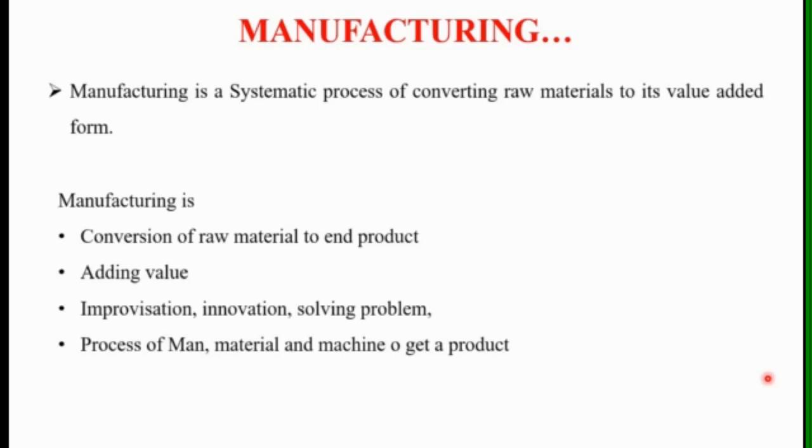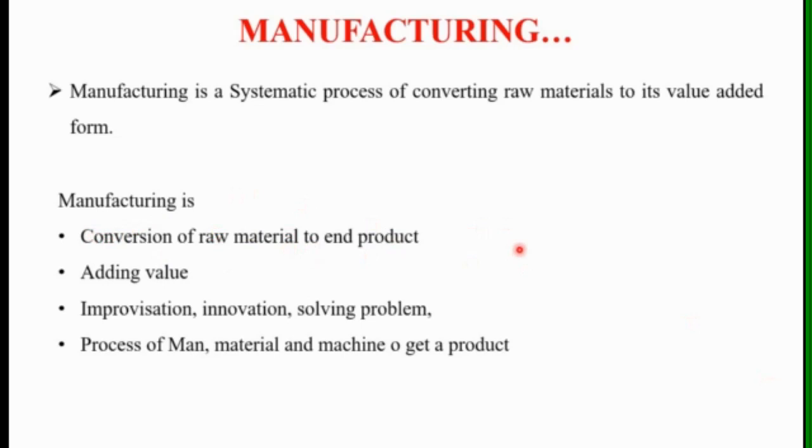Manufacturing is nothing but the conversion of raw material to end product or finished products. While converting raw material to finished products, we have to carry out a number of operations and activities. These activities or operations are called manufacturing processes, and they add value to the product.